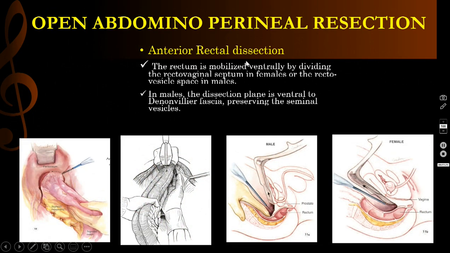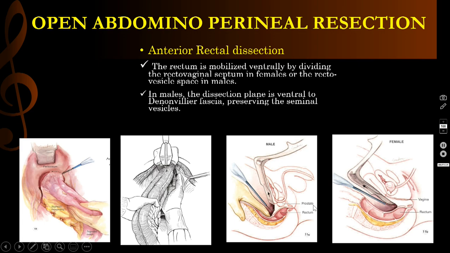Now again the anterior rectal dissection should be continued. The rectum is mobilized ventrally by dividing the rectovaginal septum in females or the rectovesical space in males. So you have to go in this space. This is a female patient, so you have to dissect here, somewhere here, anterior in between the rectum and the vagina. That is the rectovaginal septum, this one.